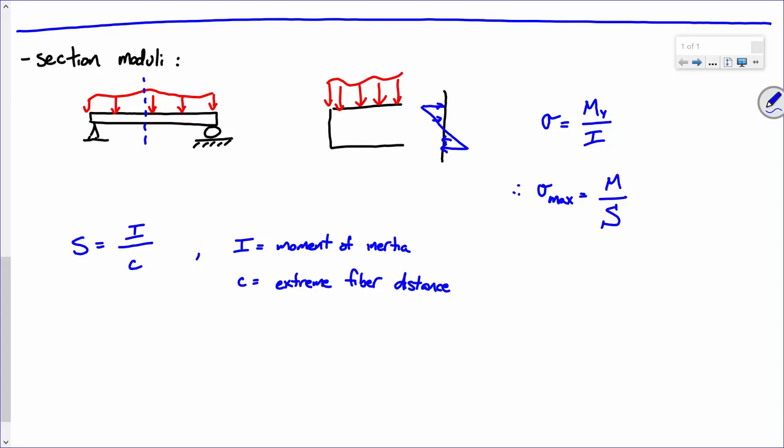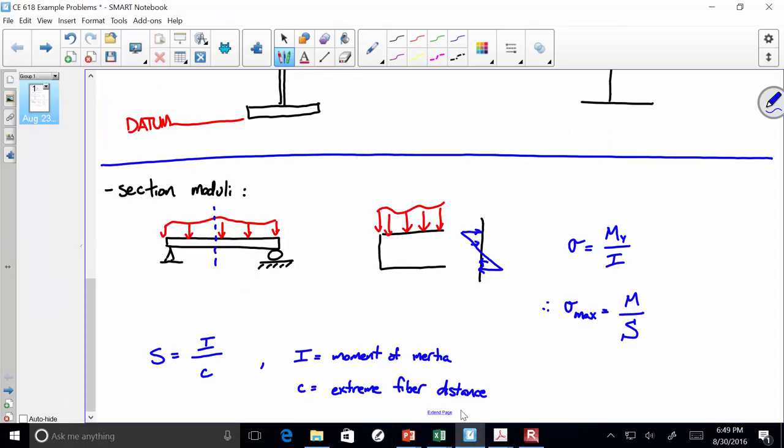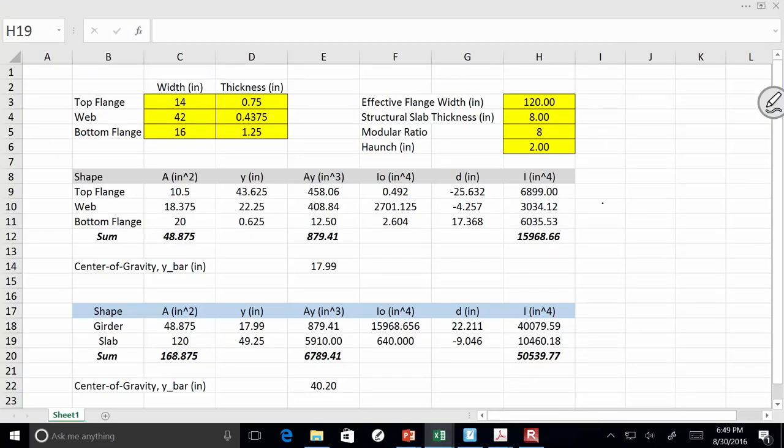The reason why that's important is because I want to go back to this Excel sheet and take a look at this steel beam. Let's look at this calculation up here, the one with the gray heading up top. This set of cells was trying to compute the moment of inertia of just the steel beam by itself. What we saw from our calculations was this beam is not symmetric. First off, it's not symmetric by observation. The top flange is 14 inches wide, the bottom flange is 16 inches wide. We've got different thicknesses and what have you.